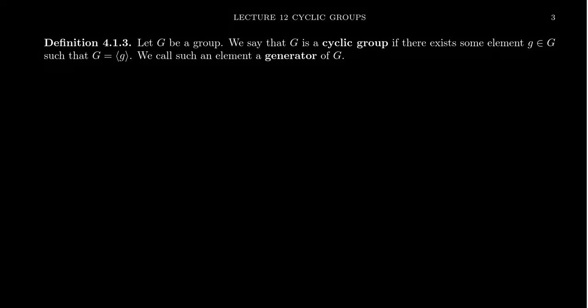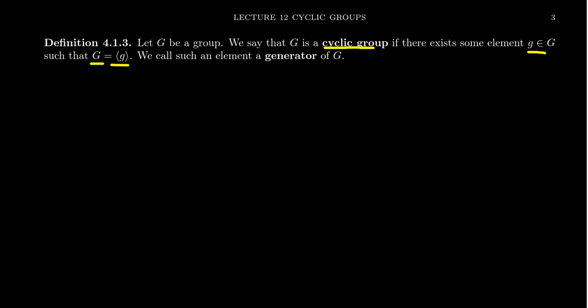So previously we've learned about a cyclic subgroup. Now we want to talk about the idea of a cyclic group itself. So let G be a group. We say that G is in fact a cyclic group if there exists some element, let's call it little g, such that big G, the whole group, is equal to the cyclic subgroup generated by g. So if that little element generates everything inside of the group G, we say that it is a cyclic group.